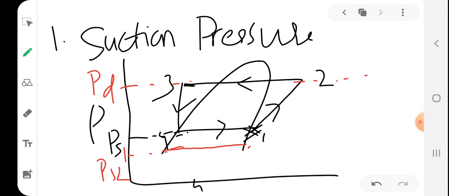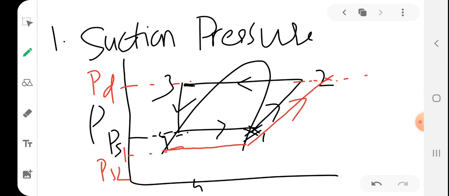The 1 to 2 process will look like this. So I am compressing to the same PD, same discharge pressure, but the suction pressure is a little bit decreased.